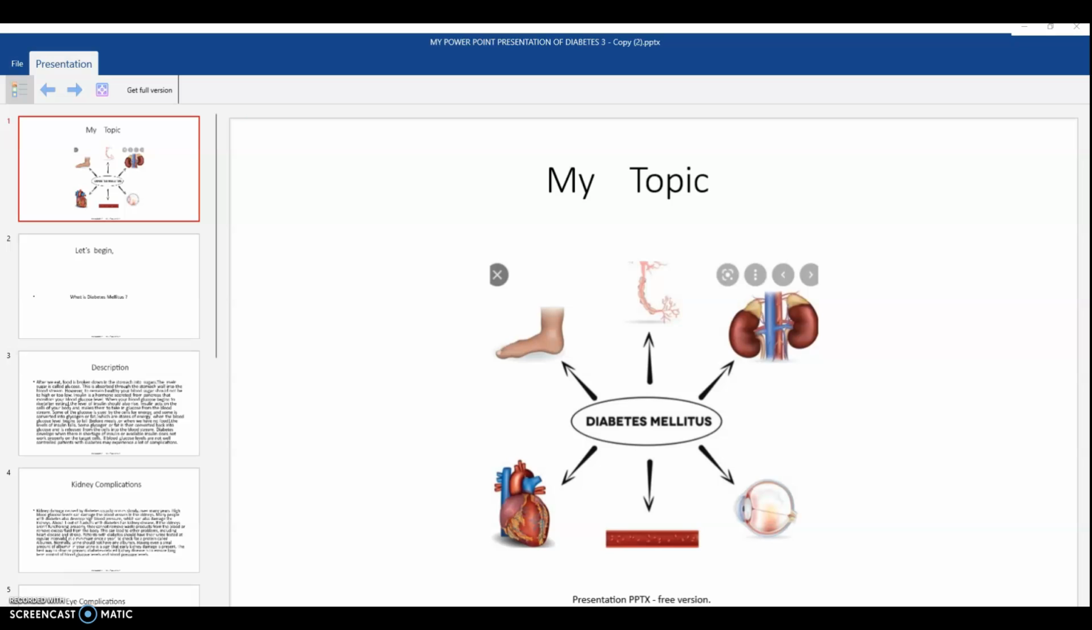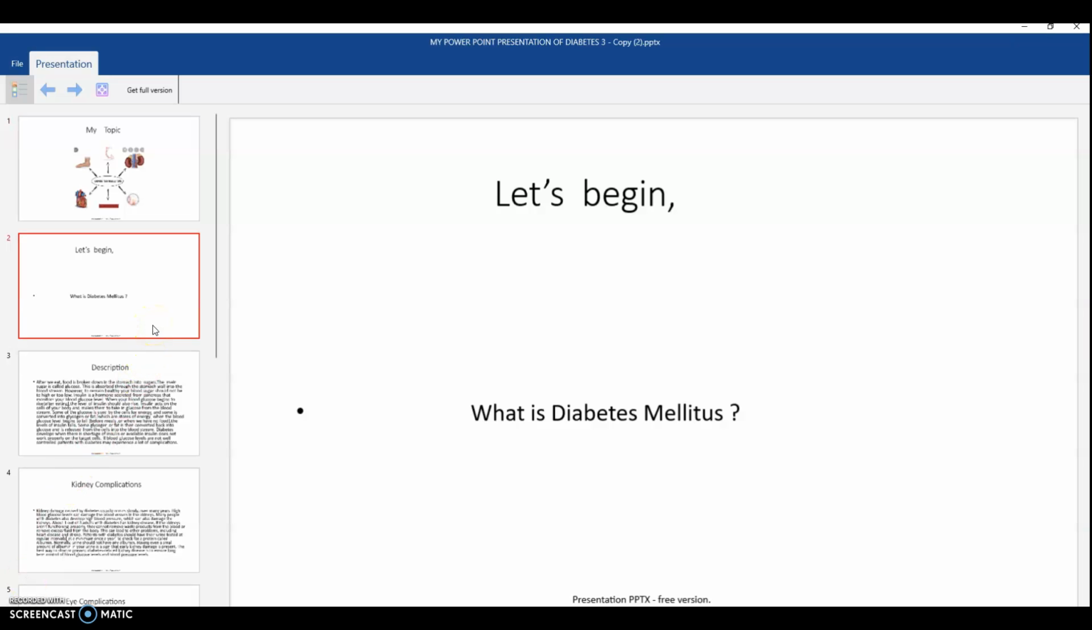To start off, let's look at the definition of what diabetes mellitus is. So I have a simple description that will also help us understand what diabetes mellitus is and how it starts developing in our bodies, so that we might also have a clear picture of diabetes mellitus and how it affects our bodies.